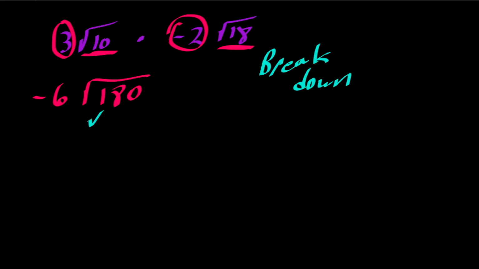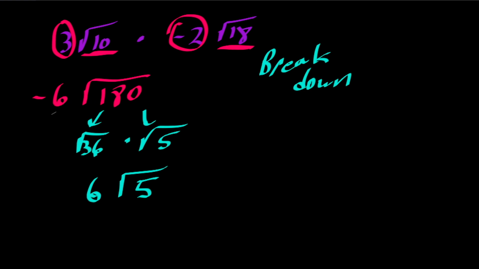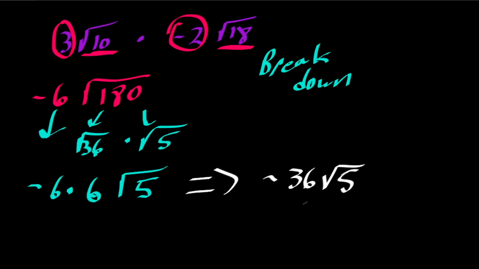So let's see, what two numbers could we use here to break down 180? We could use 36 and 5, because 36 divides 180 and it's the biggest perfect square that divides 180. So then that allows us to take out a 6 and leave 5 inside the square root. Then we have this negative 6 already on the outside, and that's going to get multiplied by our 6 on the outside. So our answer would be negative 36 radical 5.